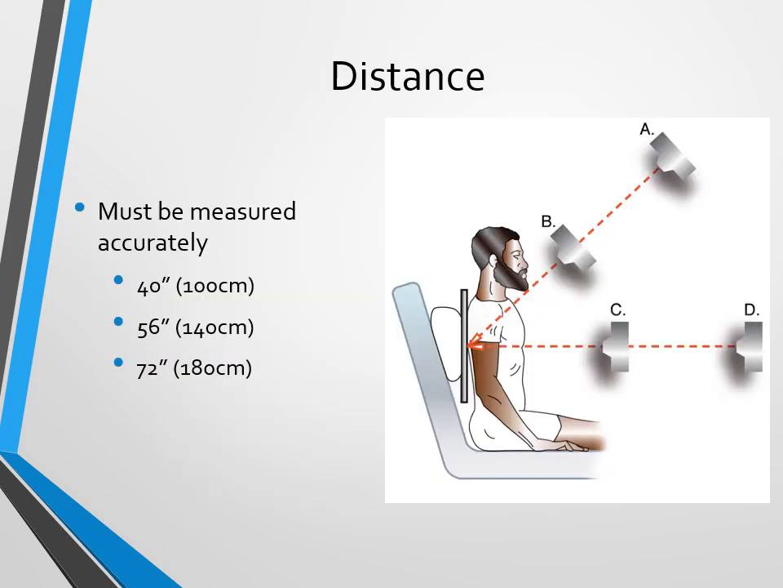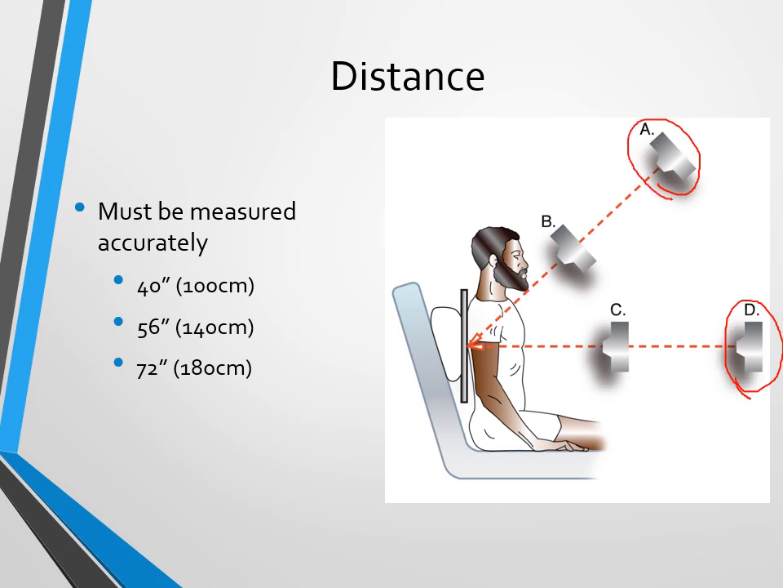Distance is important. We have 40-inch distance, 56-inch distance, 72-inch distance. It must be measured accurately. And whether our patient is upright, in which case we would use the horizontal beam over here at D, or if they're more semi-Fowler's, we would use A.